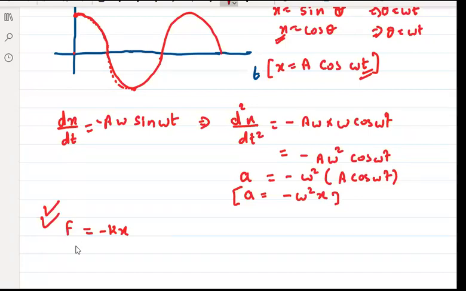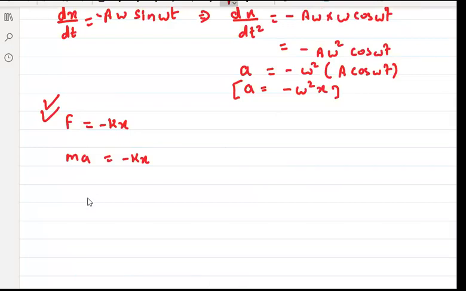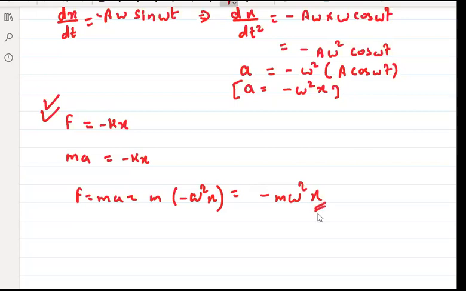Now let's see. Force is equal to ma, and this should be equal to minus kx. Let's see whether it follows this or not. So F is equal to ma, which is m into minus omega square x. So I can say it is minus m omega square x. Right, everyone? Now, if you equate this with minus kx, it makes sense. This whole term m omega square will be equal to k.